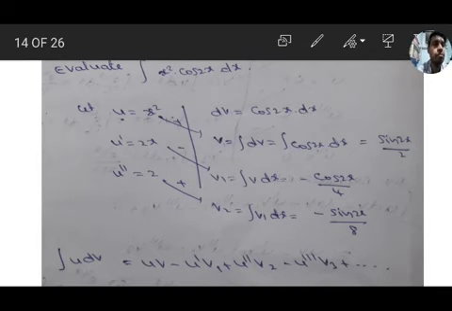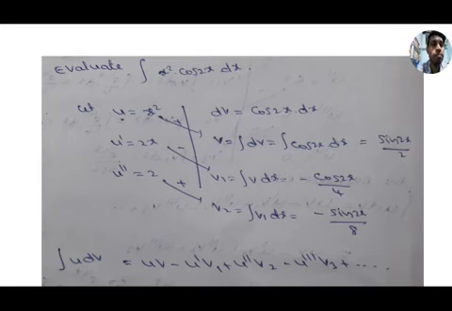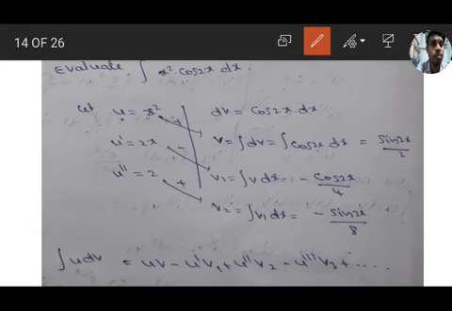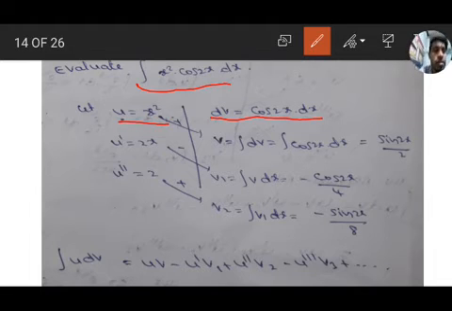Evaluate the integration of x square into cos 2x dx. So u equal to x square, dv equal to cos 2x dx. So u dash, the derivative of x square, is 2x; u double dash, the derivative of 2x, is 2. Next onwards, the derivative of 2 is 0, so it's enough.